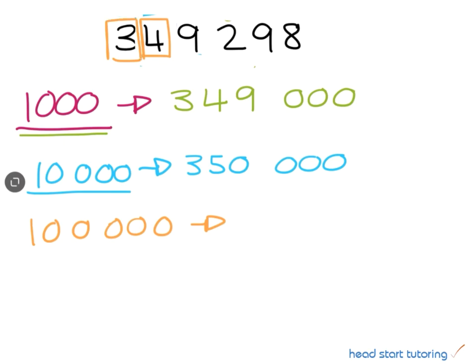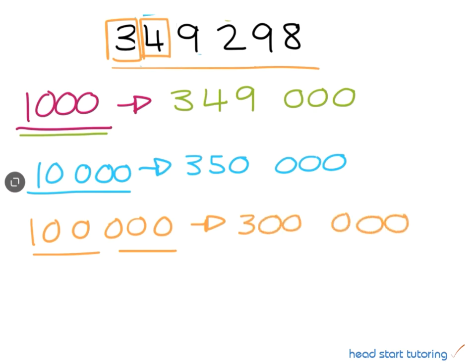And if we look at it a different way, we can say that 349,298 is closer to 300,000 than it is to 400,000. So rounding this number off to the nearest 100,000 will give us an answer of 300,000.